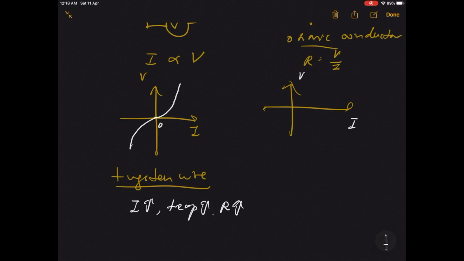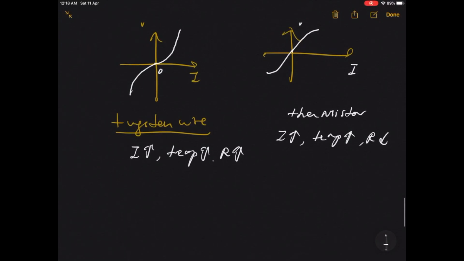But if you are using another type of material, let's say you choose a thermistor. The behavior of a thermistor is such that when current goes up, temperature goes up, but then resistance will come down. So you expect the gradient to become smaller when current increases. So if you don't get a straight line passing through, then they are called non-ohmic conductors.